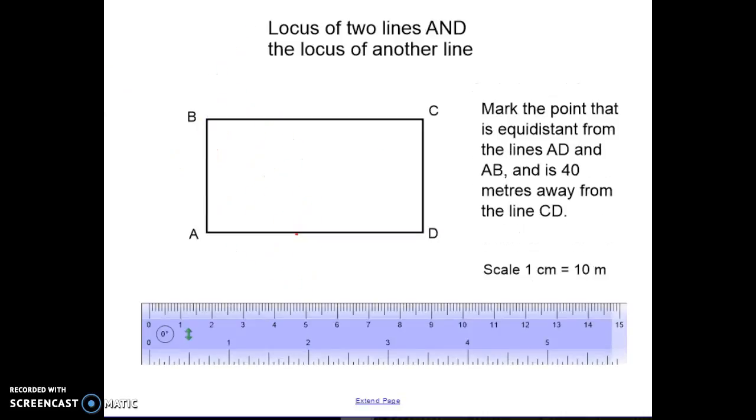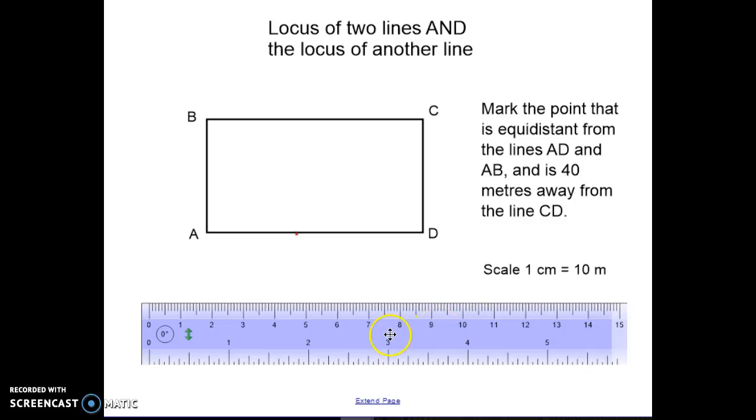Okay, this third question you might see a little less often, but it's worth taking a look at, so I've included it in the video. I need to mark a point, so this time I'm marking a point, not a region, and the point that is equidistant from AD and AB and 40 meters away from the line CD. So let me do that second part first. 40 meters. Using my scale, that's going to be 4 centimeters.